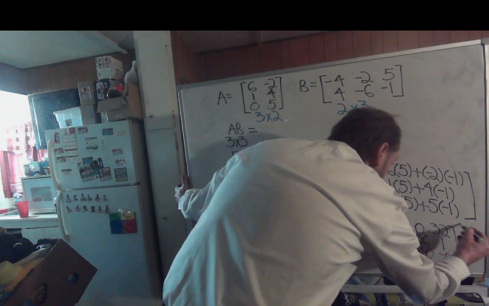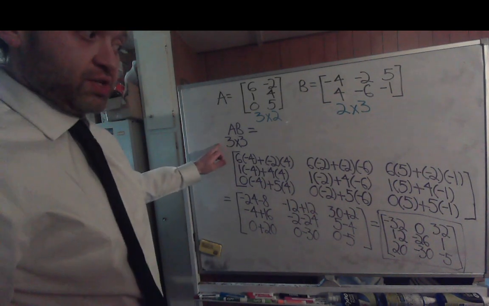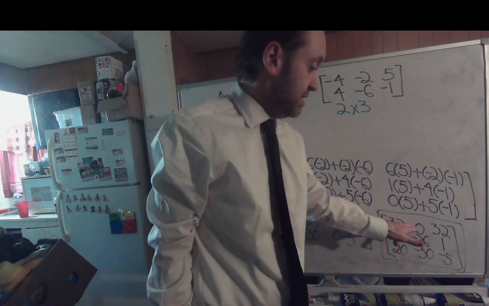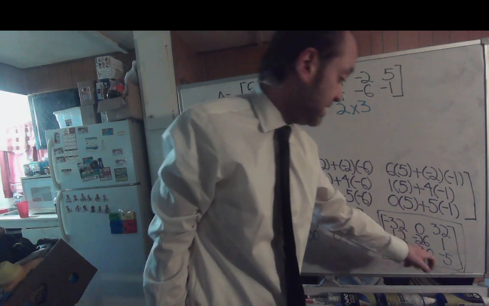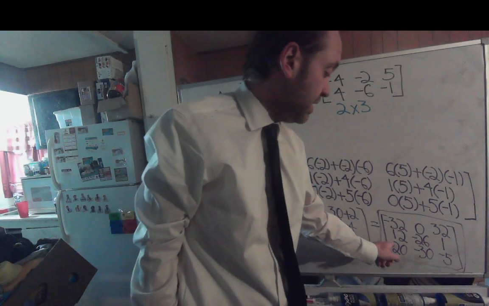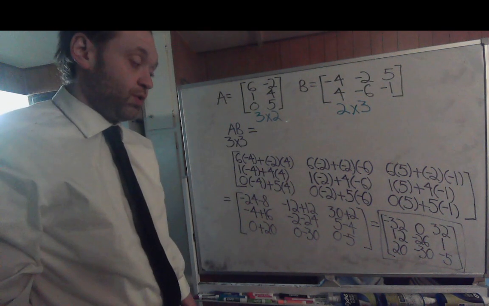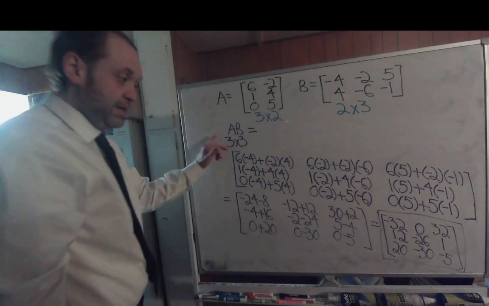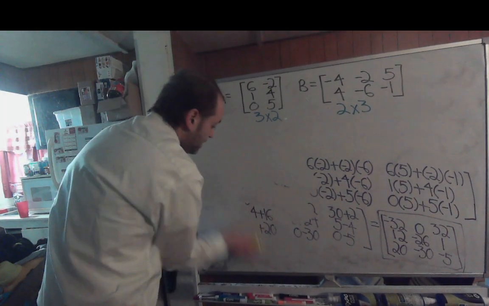So there is your matrix A times B, the 3 by 3 matrix we said we were going to get. You get negative 32, 0, 32, 12, negative 26, 1, 20, negative 30, and negative 5. So there in fact is your AB matrix, a nice 3 by 3. Yes, you know what I'm going to ask next.